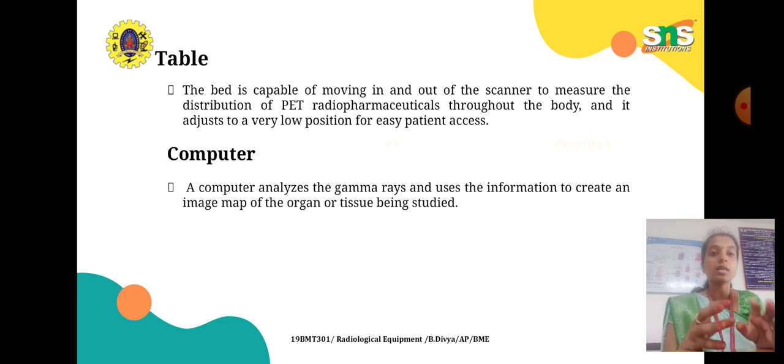A computer analyzes the gamma rays and uses the information to create an image map of an organ or tissue being studied. The computer is used to examine what is happening inside the body in the form of an image.